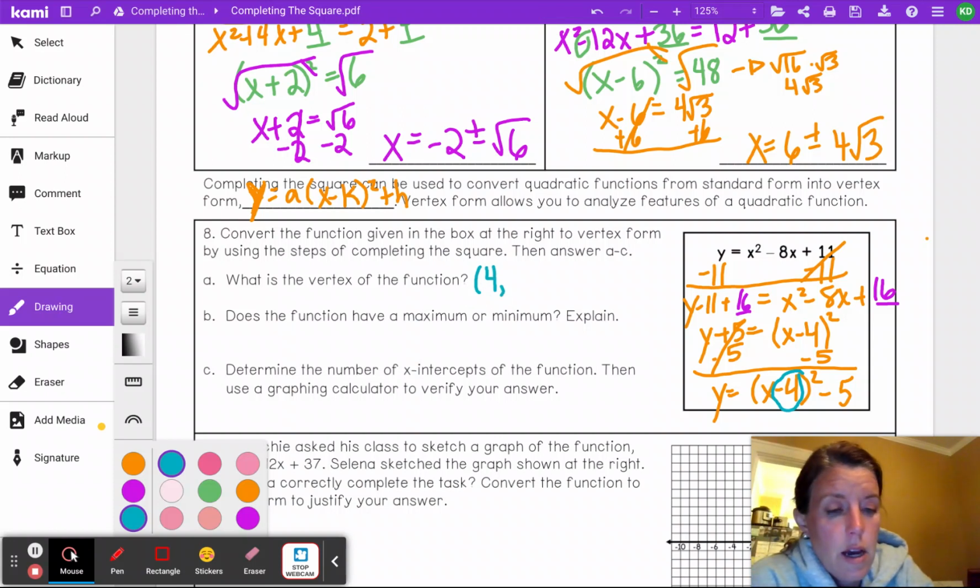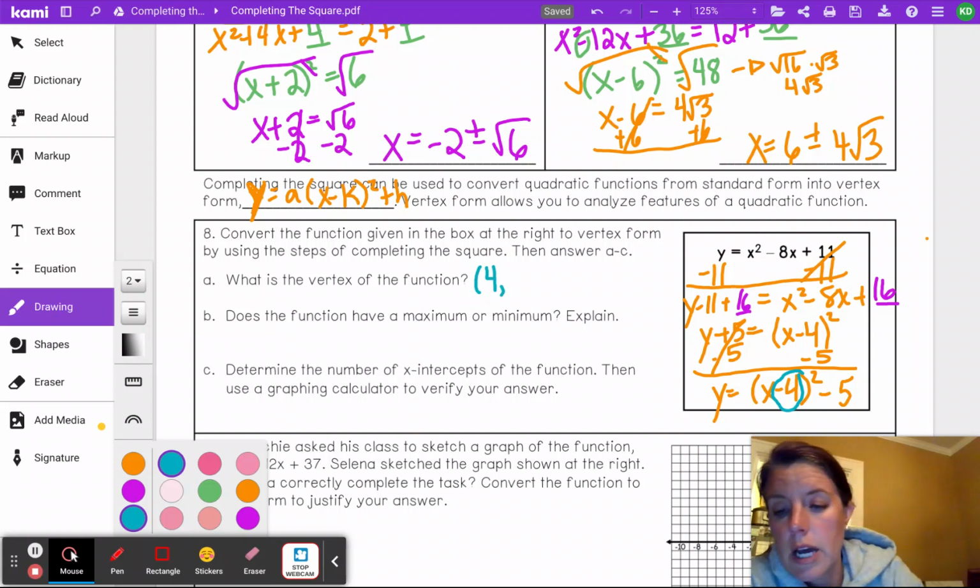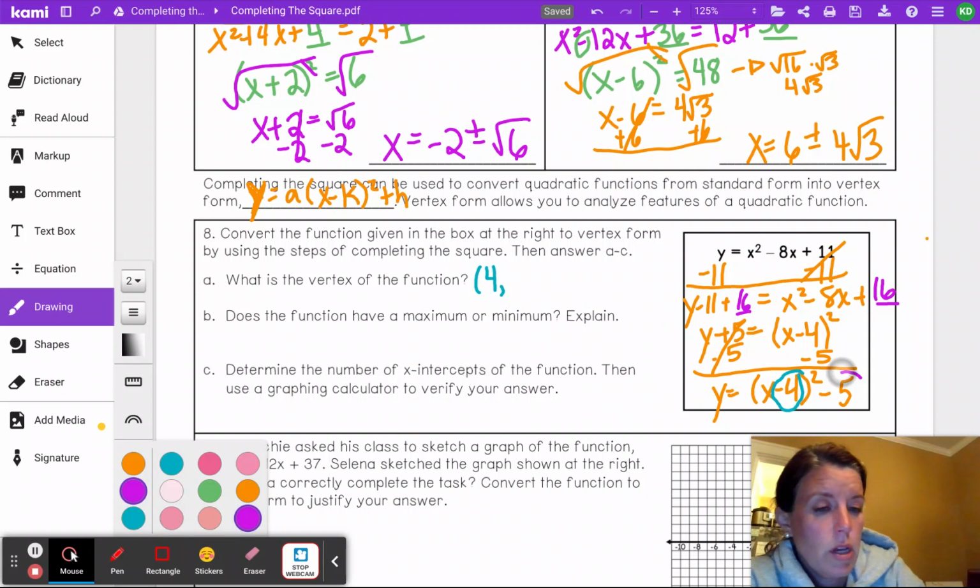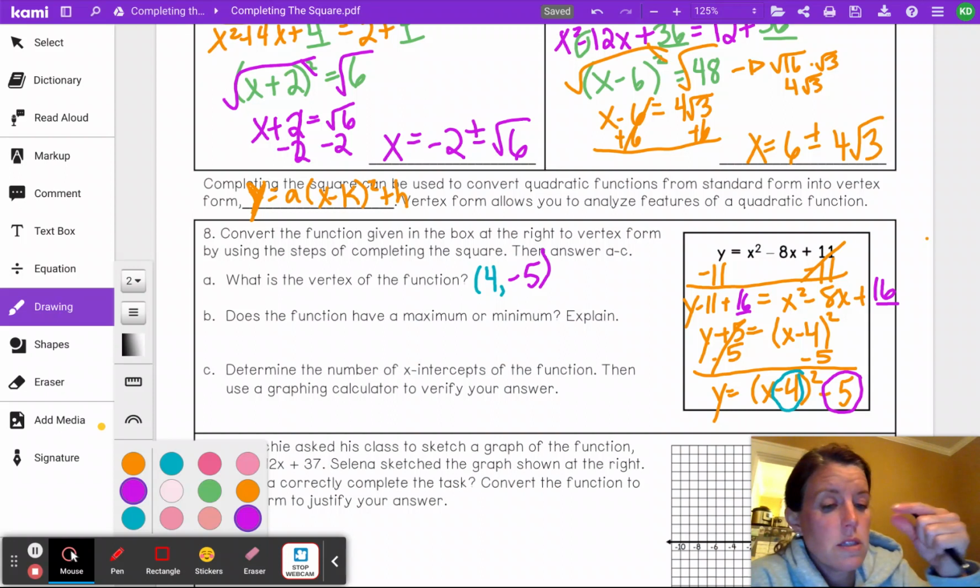And then your h value is this number on the end. Kind of like the y-intercept is like that b on the end. We don't have to change the sign because it's not inside of parentheses. So it would be 4, negative 5. That's the vertex. That's where that parabola either is the very lowest or, again, the very highest.